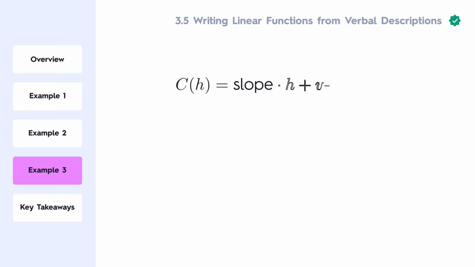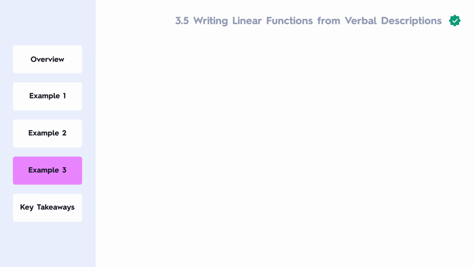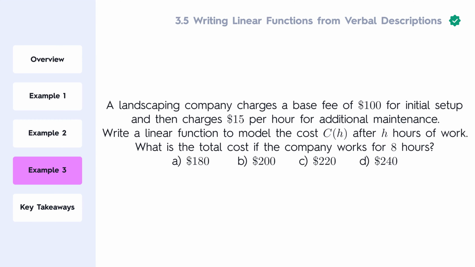Now, we can write the function. The general form of a linear function is C of h equals the slope times h plus the y-intercept. Substitute the slope and y-intercept into the equation to give C of h is equal to 15 times h plus $100. Now, let's calculate the total cost for 8 hours of work. Substitute h equals 8 into the equation. Finally, the total cost for 8 hours of work is $220. The correct answer is C, $220.